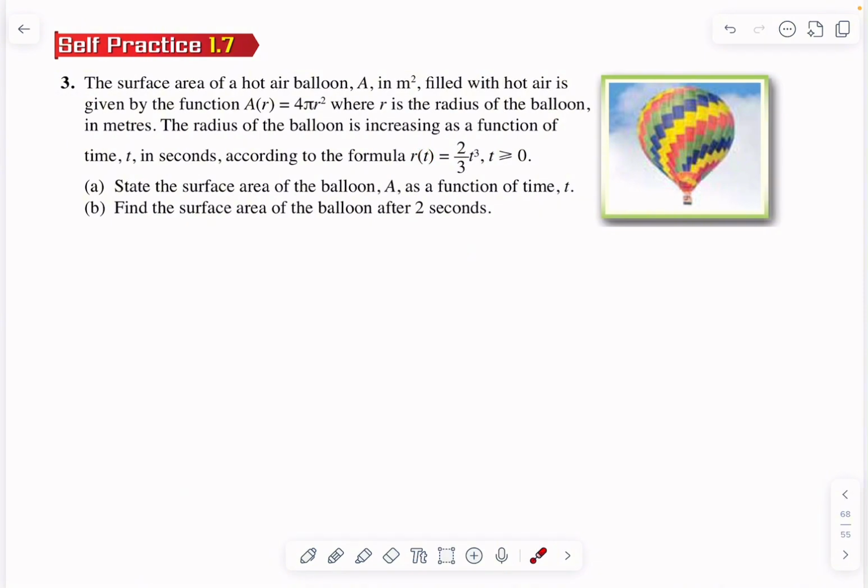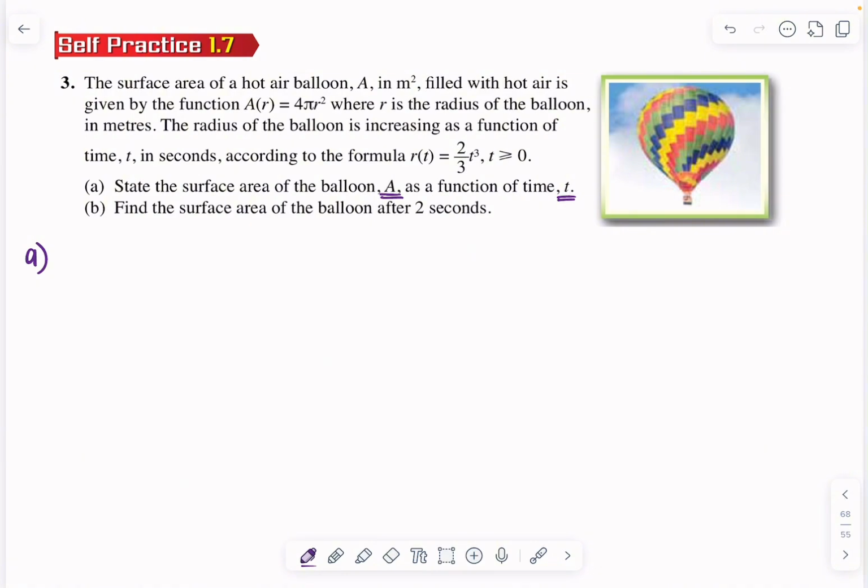So let's say after 3 seconds, you put 3 inside the t, you will get the radius. And with the radius, we can find the surface area. So if you know the radius is, let's say, 5, you put in 5 here, we can find the area. A. State the surface area of the balloon as a function of time.